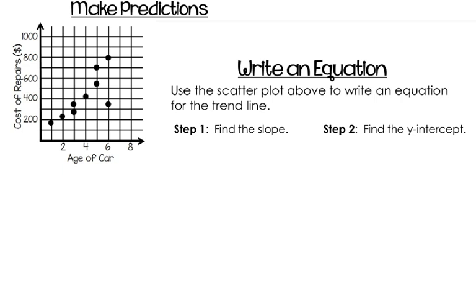So now let's take it a little bit further and create an actual equation for that line so we can use it to make predictions. So what we want to do is, again, draw that trend line. And if you don't get it exactly right the first time, you can try it again. I really recommend using a ruler.